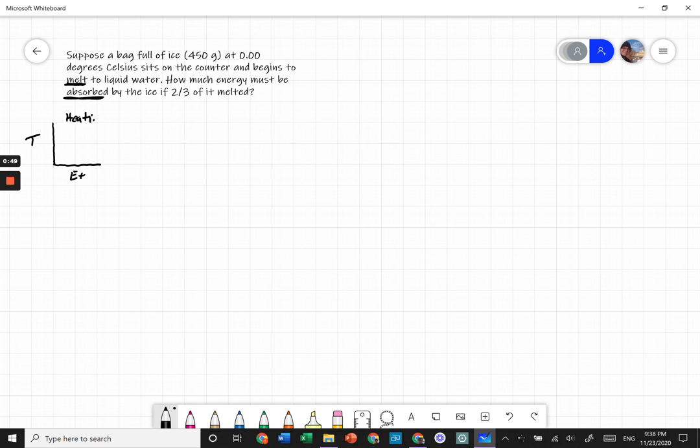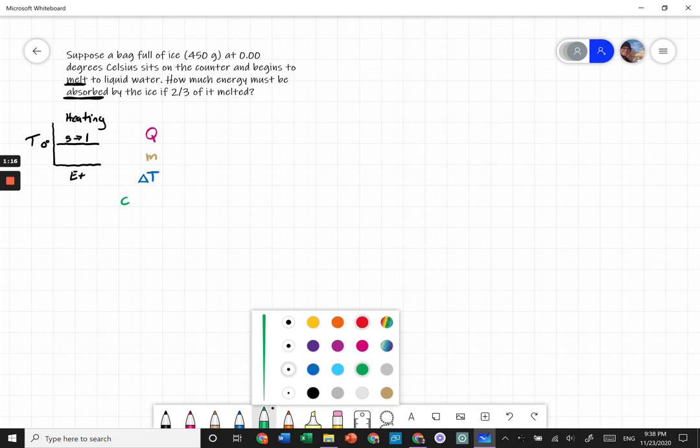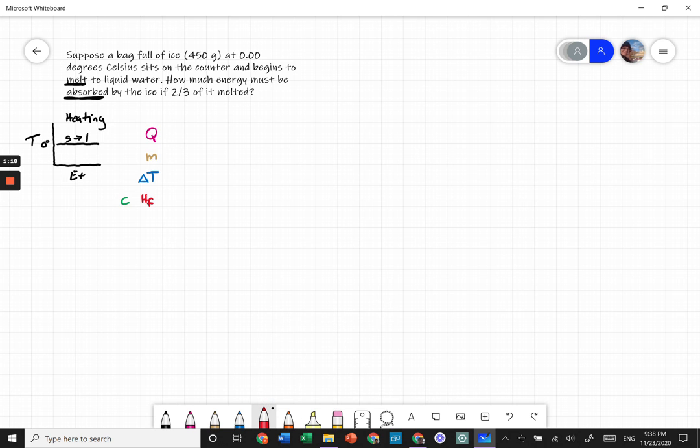Now, because we know this is going to be melting, at 0 degrees Celsius, it's going to be a flat line when we're going from solid to liquid, and that's occurring at 0 degrees Celsius. This is a heating curve. Next, I'm going to be setting up my table. So, Q, my mass, my change in temperature, and then finally, if it's going to be heat capacity, my heat of fusion, or my heat of vaporization.